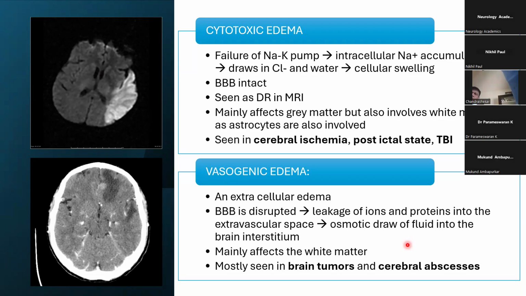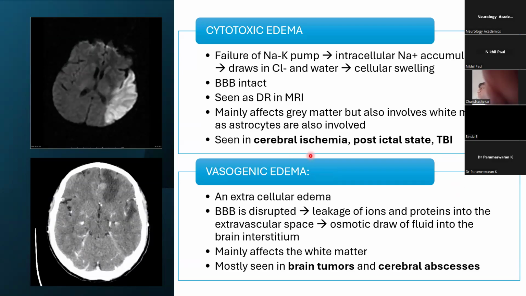So the intracellular compartment will become hyperosmolar, which will draw water from the surroundings. Neurons will swell up, and this is what we see as diffusion restriction in the MRI. An important aspect to remember here is that the blood-brain barrier is intact, and this cytotoxic edema can involve the gray and white matter, but it's mostly seen in the gray matter. As I said, it is classically seen in the early stages of stroke. It can also be seen in postictal state and traumatic brain injuries.